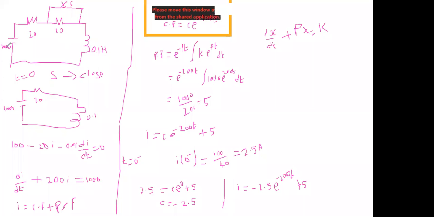Then what is the voltage across here? 100 volt, in series with 20 ohm and 20 ohm. Then applying KVL here, 100 divided by 40 equal to 2.5. This is i.